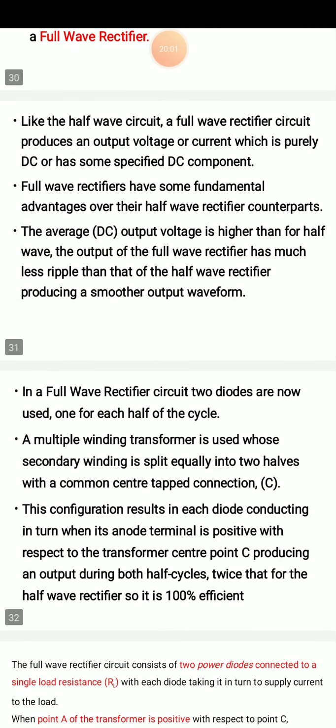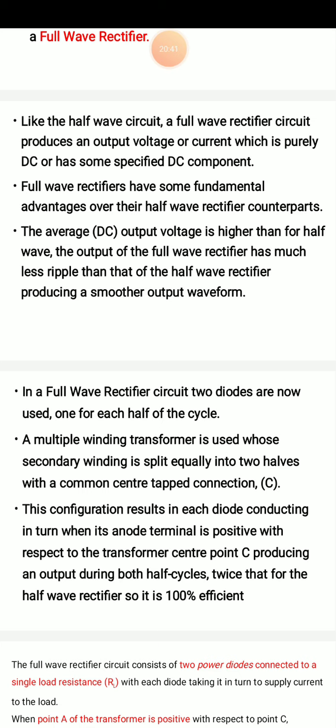Like the half-wave circuit, a full-wave rectifier circuit produces an output voltage or current which is purely DC or has some specified DC component. Full-wave rectifiers have some fundamental advantages over their half-wave rectifier counterparts. What are the advantages? The average DC output voltage is higher than that for a half-wave. That is the average DC voltage; it will be higher in the full-wave rectifier when compared to the half-wave.